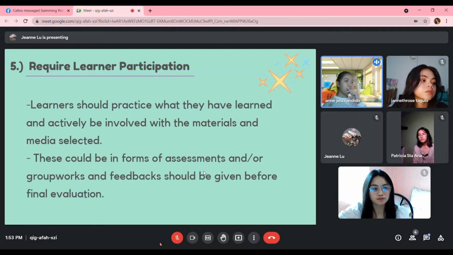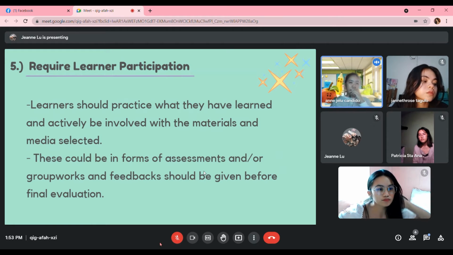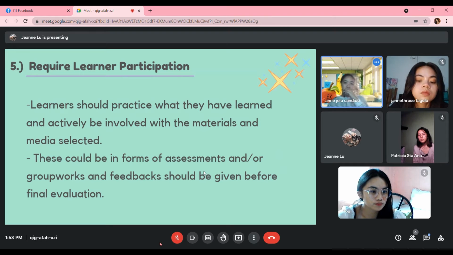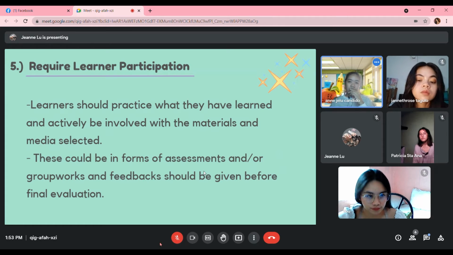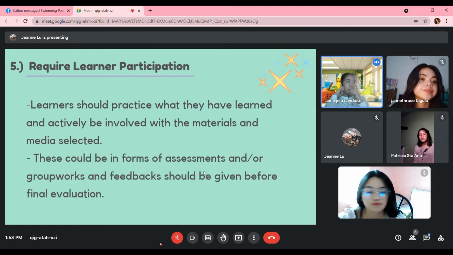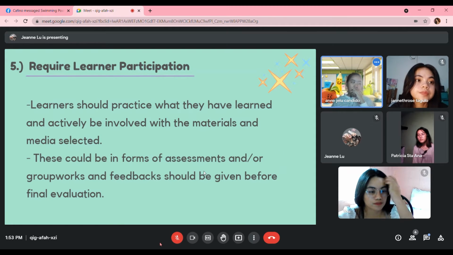So, in the Assure model, it is said that the students are more involved, so they should practice what they have learned, meaning they have to apply what they have learned. For example, there are certain activities wherein the teacher would ask a real life situation wherein this certain lesson is applied. So that is also a way for a learner to participate and to apply the certain concepts in a lesson through this sort of activity.